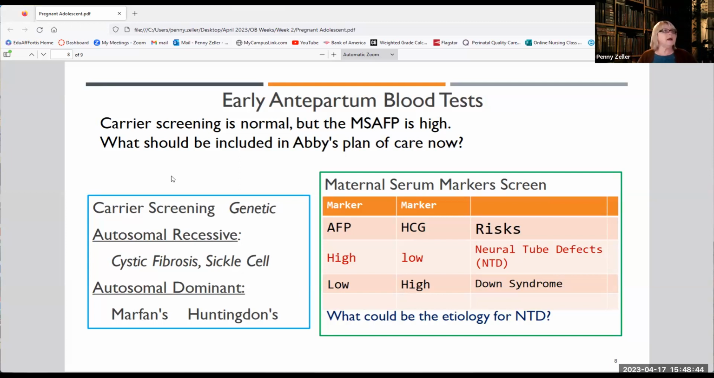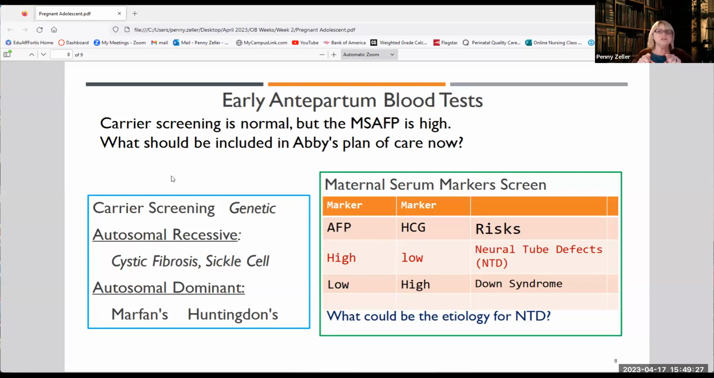Okay, so we've determined that she's got the cystic fibrosis history. Now we need to look at some other indicators or other markers that could be floating around in her blood. We call them maternal serum markers. Markers that indicate maybe the baby is at risk for Down syndrome, or alpha fetal protein high for neural tube defects. Okay, so the two that you need to know about are AFP is high and the HCG is low.